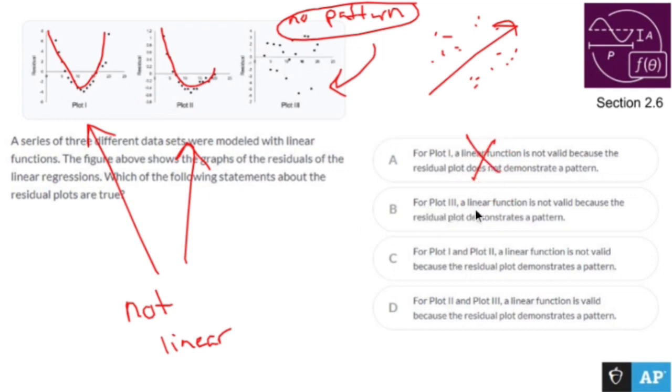For plot 3, a linear function is not valid. Nope, don't agree with you. For plot 1 and 2, a linear function is not valid because the residual plot demonstrates a pattern. Agreed. For plot 2 and 3, those have nothing to do with each other, so I'm just going to cross you right out.